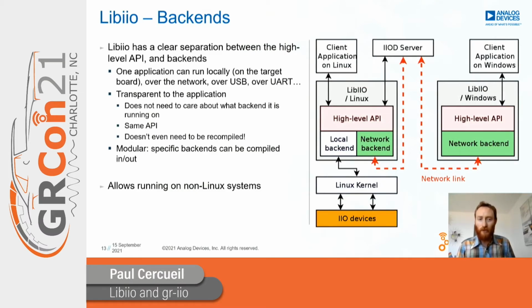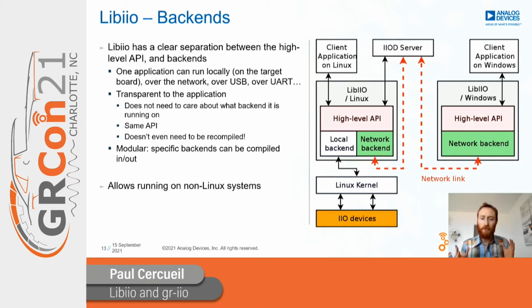As I said before, LibIIO is modular, so it has a clear separation between its high-level API and the backends. The applications using LibIIO are compiled against the high-level API, and so which backend you use is completely transparent to the application. There are a couple of backends. For instance, there is the local backend to use the locally connected I/O devices. You can have a network backend, USB backend, UART backend, etc.